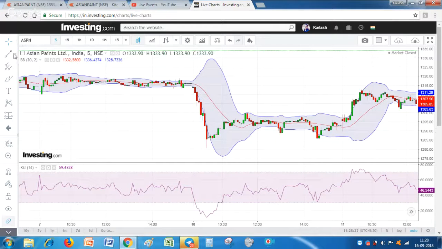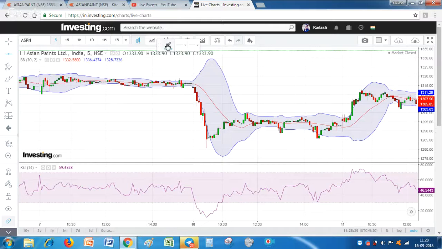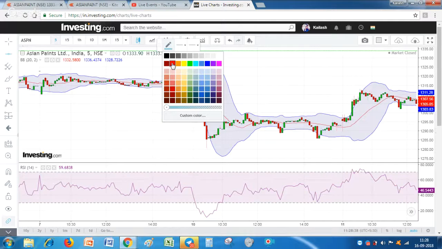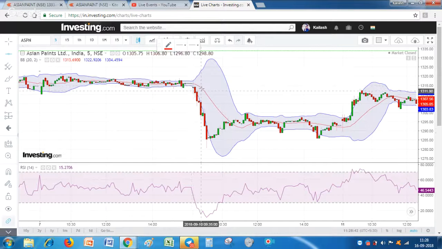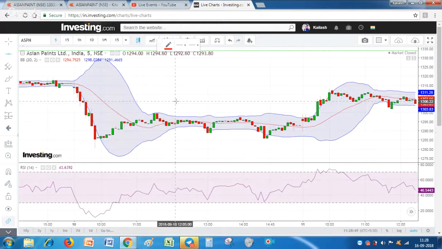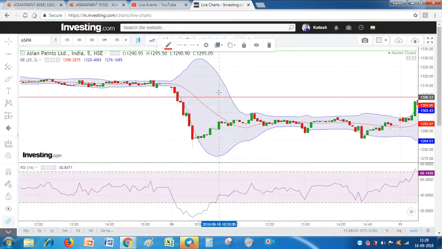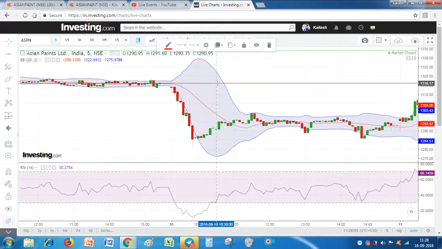I will take a horizontal line here to explain one of the strategies that can be used. I'm taking this red color. Friends, you can see this is the level. Let me make it bigger. I will shift this line to just above the median line of this indicator.